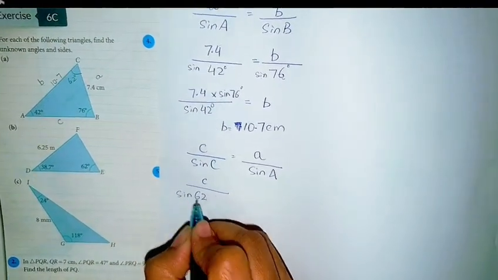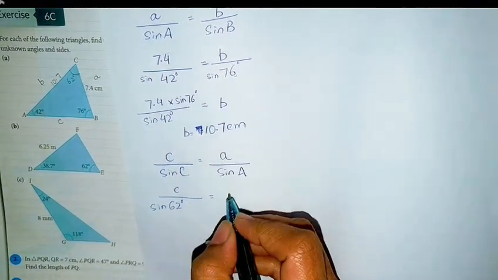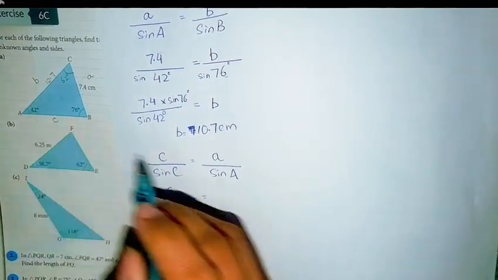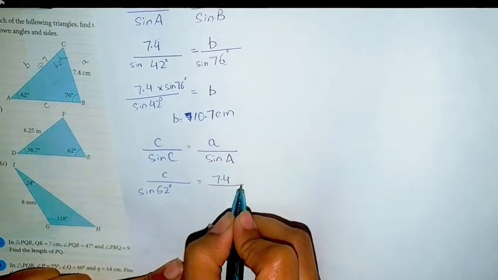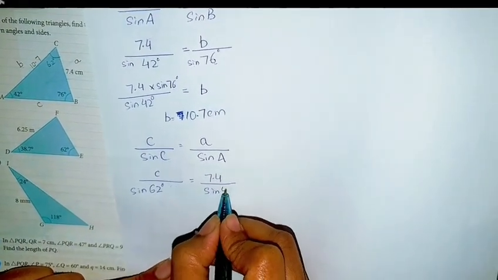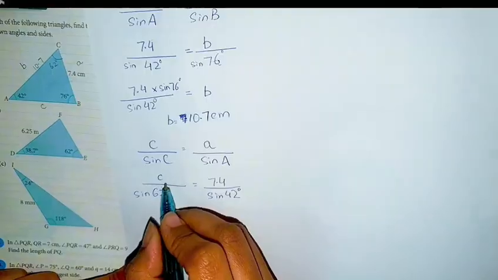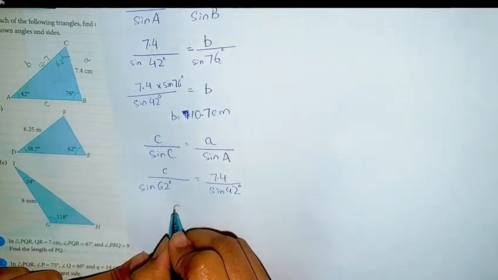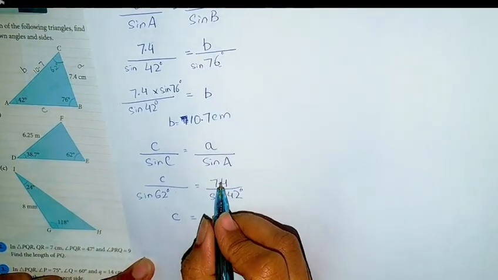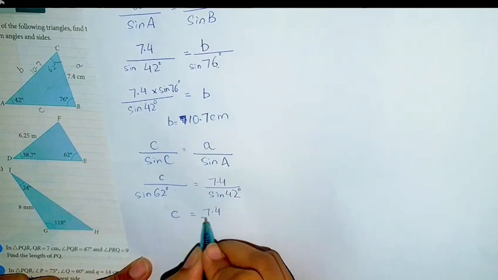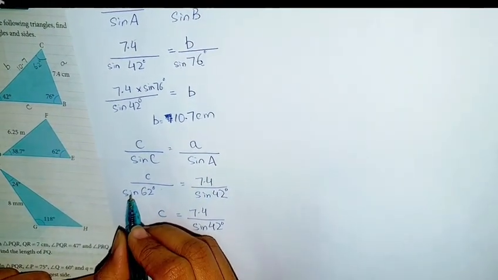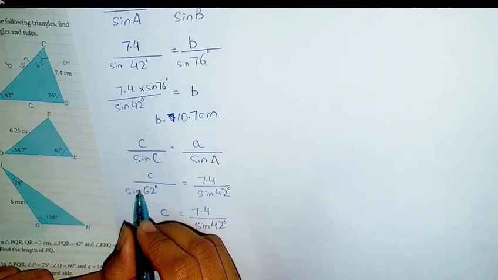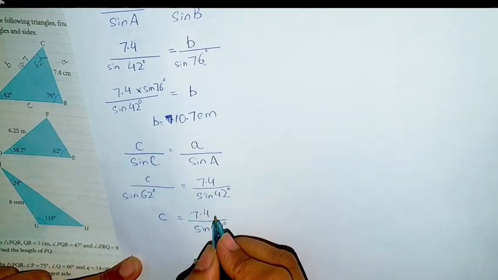Sine 62 degrees equals what is A? Side A is 7.4 and angle A is sine 42 degrees. Now, in order to make C the subject, keep C as it is, equal to the fraction as it is, sine 42 degrees, and then shift this. If this is dividing over here, when we shift it to this side, it would be multiplying.